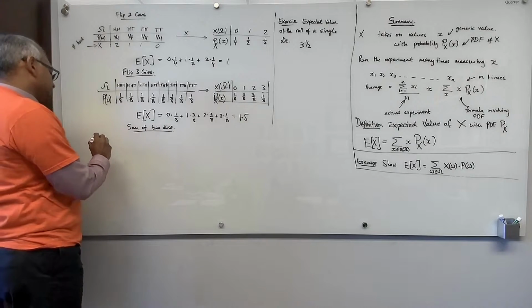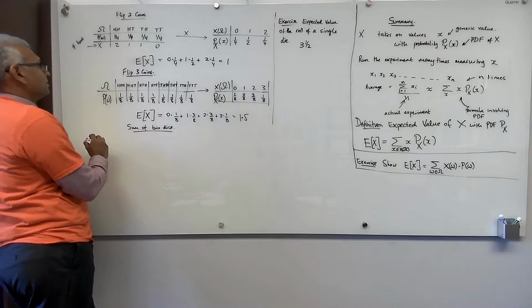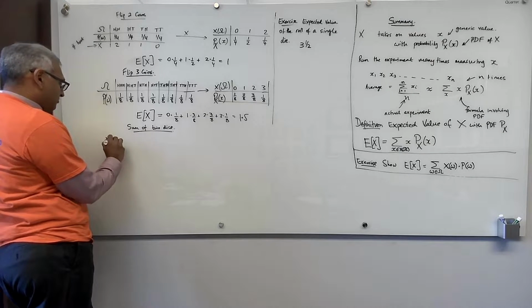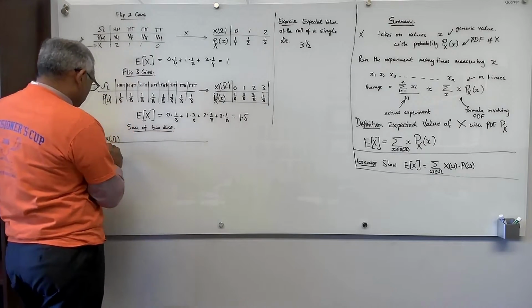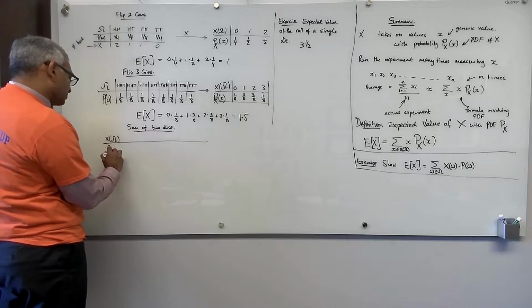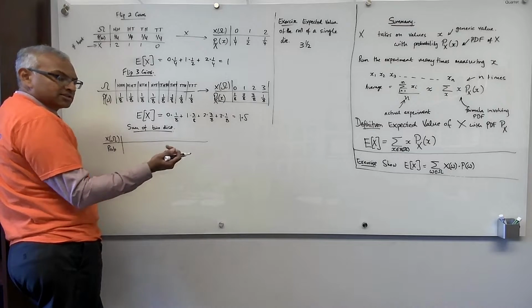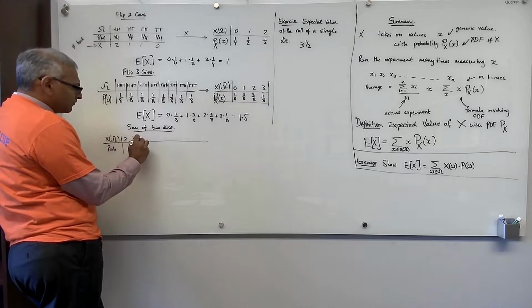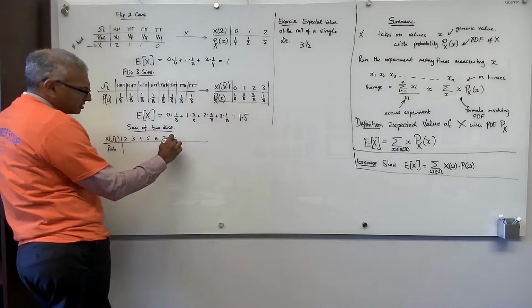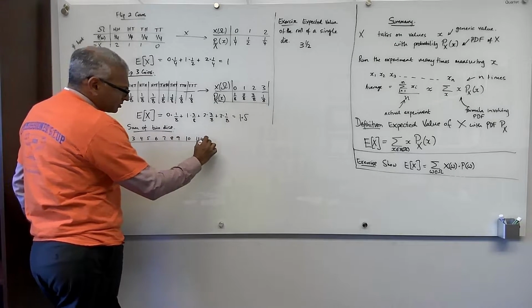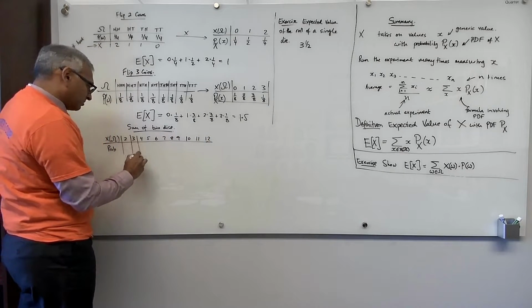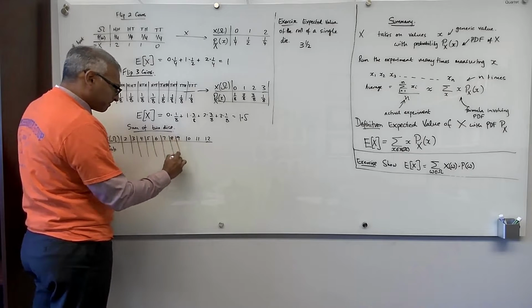Okay, and you know the possible values. So X of omega, the possible values were, and the probabilities associated with those. You can go and look up your notes. The possible values when you roll two dice and take the sum are 2, 3, 4, 5, 6, 7, 8, 9, 10, 11, and 12. Those are the possible values. And let me tell you what the probabilities are.